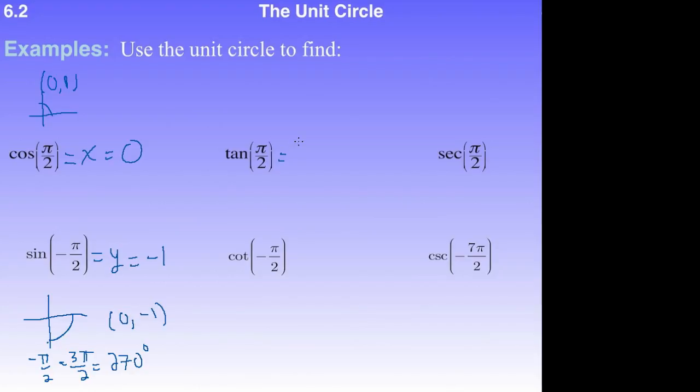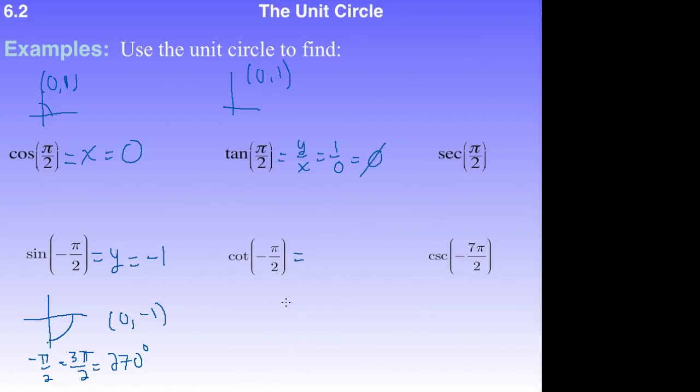Tangent is defined as y over x. So again, since I'm looking at pi over 2, which is 90 degrees, y over x is 1 over 0, which produces an undefined quantity. So sometimes inputs into trig functions produce undefined outputs.